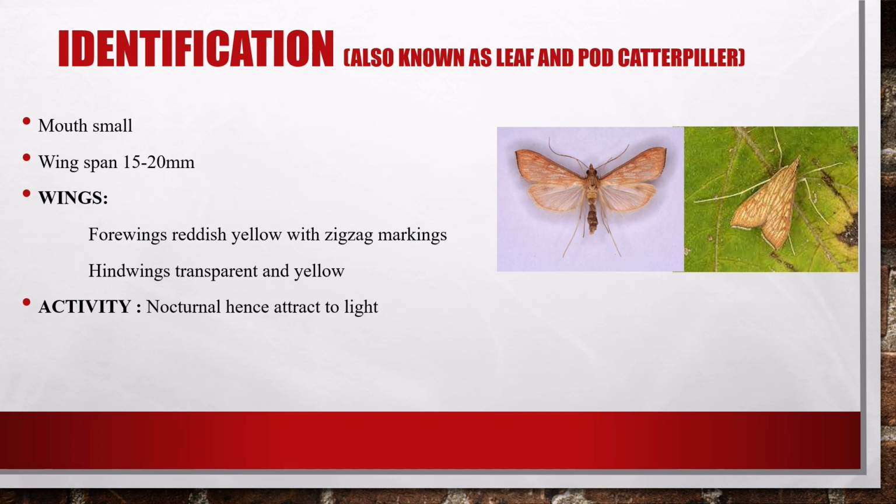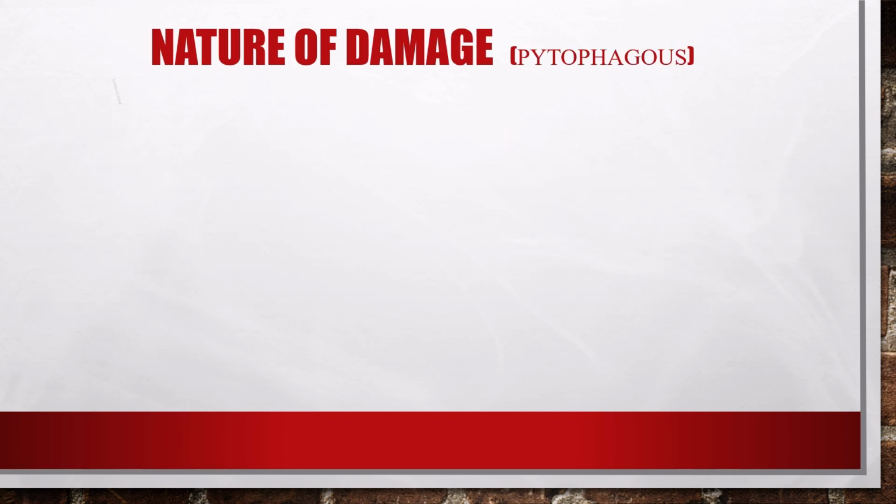The size of the moth is very small, with a wingspan of 15 to 20 mm. This insect has 2 pairs of wings. Forewings are reddish-yellow with zigzag markings, while hind wings are transparent and yellow. This insect is nocturnal in habit, hence attracted to light. These insects are phytophagous and damage plant leaves. The question is which life stage of this insect is most damaging. So, let's observe each life stage and its mode of damage.